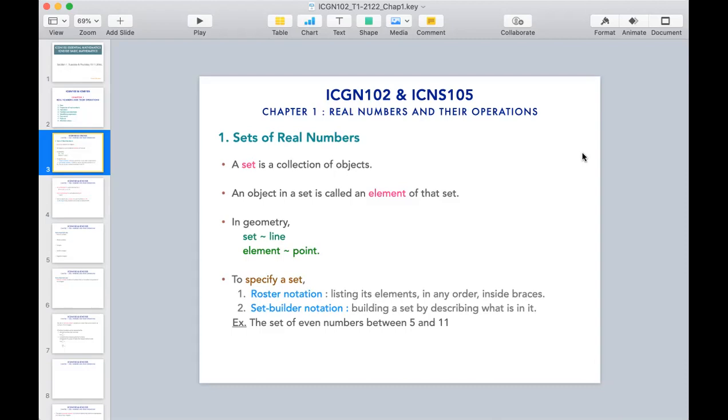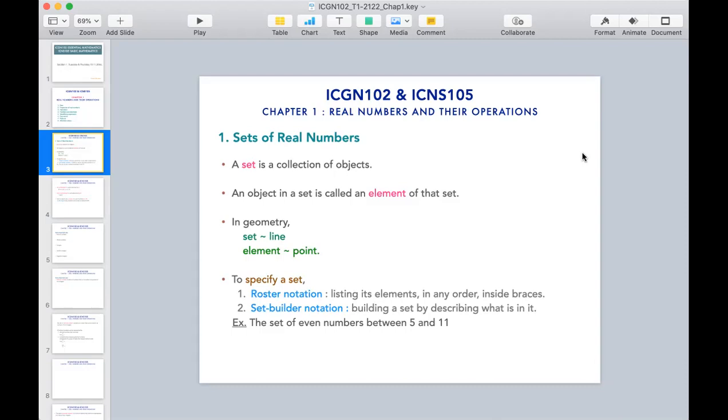So in order to specify a set, we have to use the roster notation. In roster notation, we use braces, and inside we specify the elements. For example, if we say it's a set of odd numbers, and inside we have more elements. So this set is an example of the roster notation of the odd numbers.